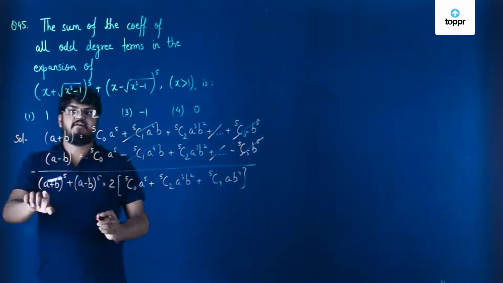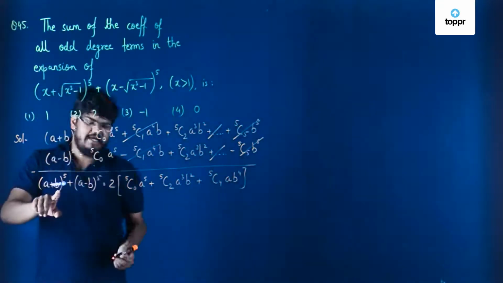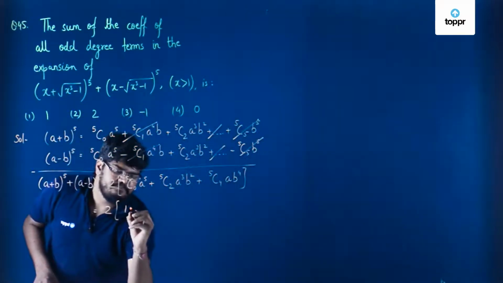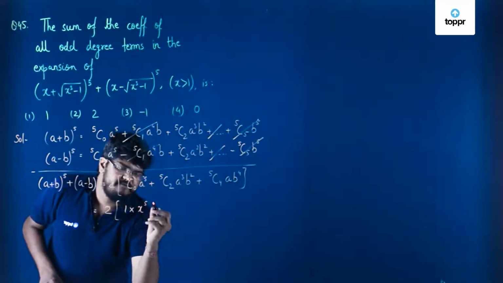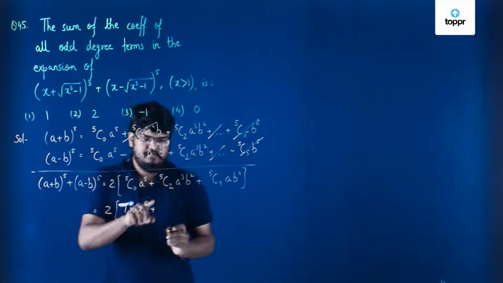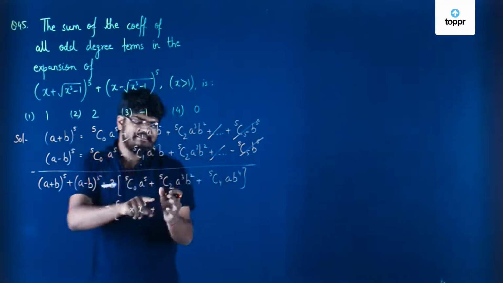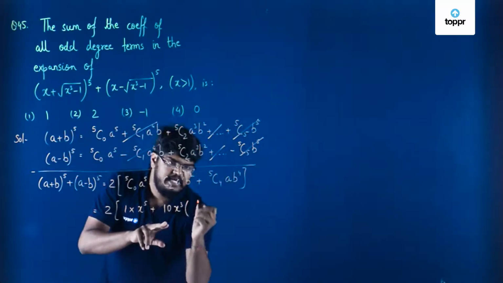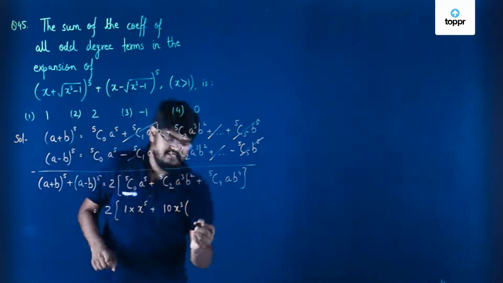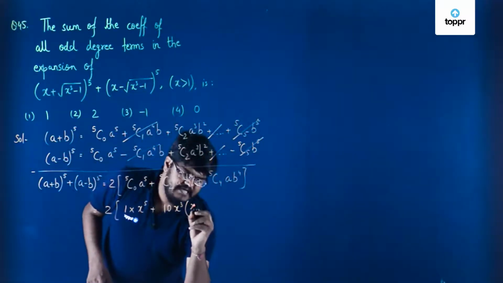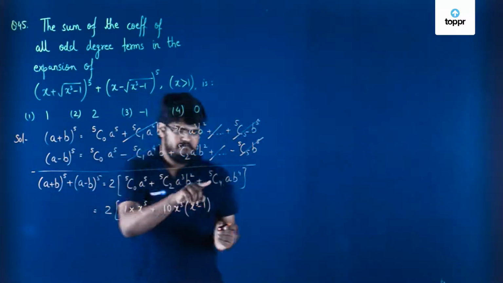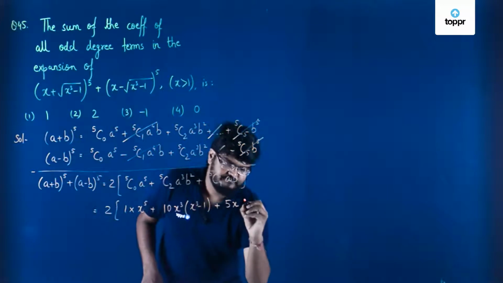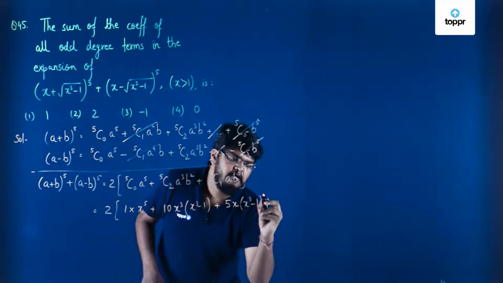Now let's substitute the value of a as x and b as the square root of x³ − 1. So this will be equal to 2 times [5C0, which is 1, into x^5 + 5C2, well, you know it is 10, so 10 times a³, which means x³, and b², so the square of the square root of x³ − 1 will be x³ − 1. And finally, a is x, this will be (x³ − 1) the whole square].